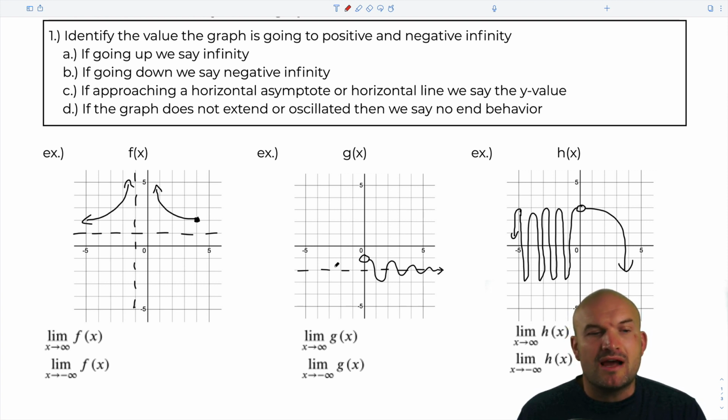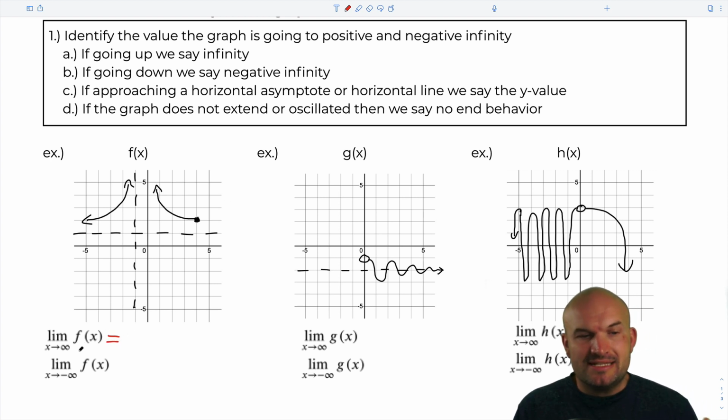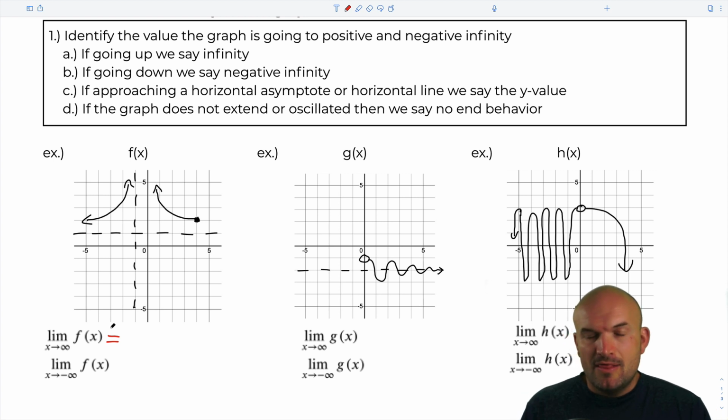Like, where is this graph going? As x approaches infinity, which is going to the right, where is the graph going? Now, if we look at this first example, we say, well, as we keep on going to the right, the graph stops, right? It doesn't go past this point. So therefore, there is no end behavior. And therefore, we can say that as the graph is approaching infinity, the function is not approaching anything. So this is non-existent, or we could say the limit does not exist.